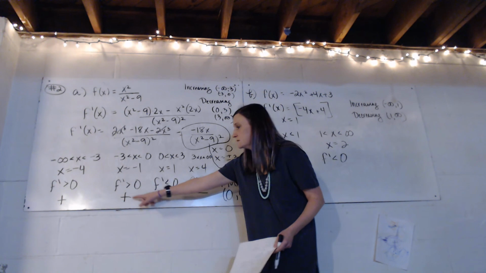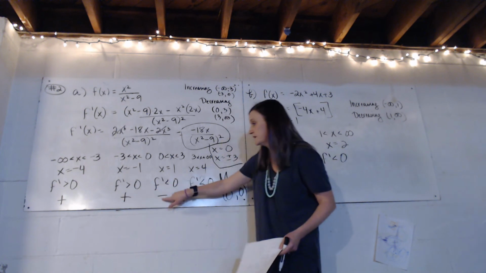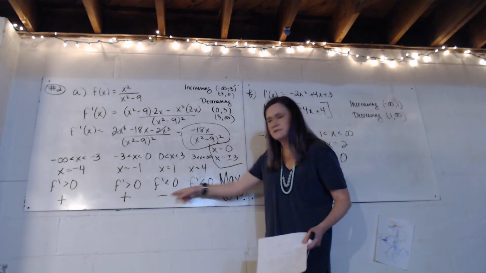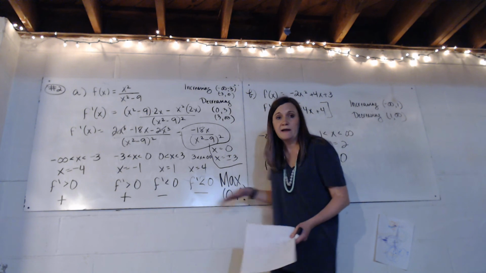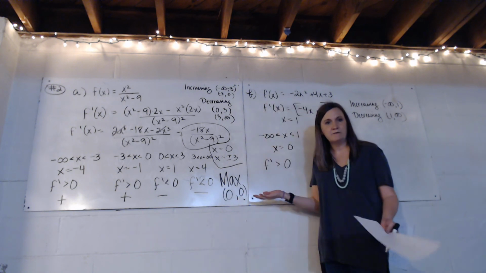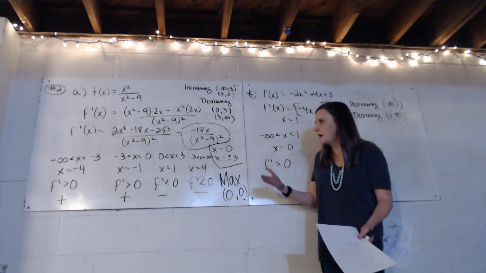Okay, so my maximum value occurs here where I go from positive to negative. Then I go from negative to negative. It's staying the same, so it doesn't change. So I have a maximum. I don't have a minimum value. Again, if you graph this, you will see.